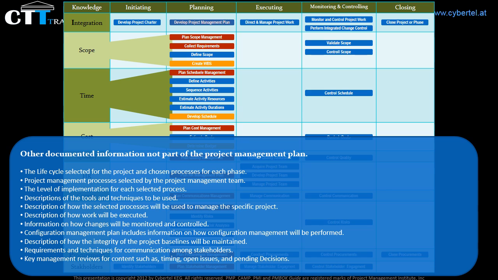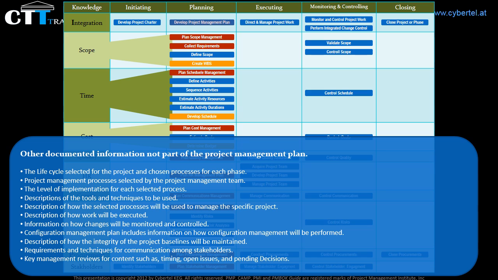The selected life cycle for the project and the chosen processes for each phase. Project management processes selected by the project management team. The level of implementation for each selected process. Descriptions of the tools and techniques to be used. Description of how the selected processes will be used to manage the specific project. And descriptions of how the work will be executed. Information on how changes will be monitored and controlled.